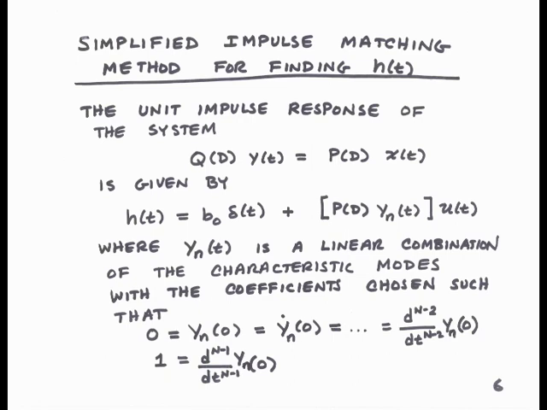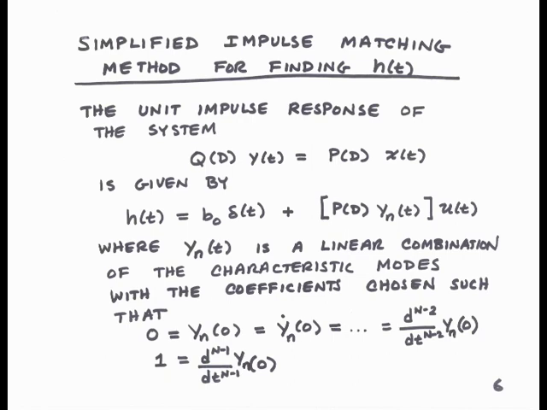Once we have determined yn, we then need to multiply it by p of D. Of course, multiplying by p of D is multiplying by a polynomial in the differential operator, which means we'll be taking various derivatives of yn and adding them together along with the coefficients of p of D. Once we've determined this, we multiply it by the unit step u of t, since this part must be causal.